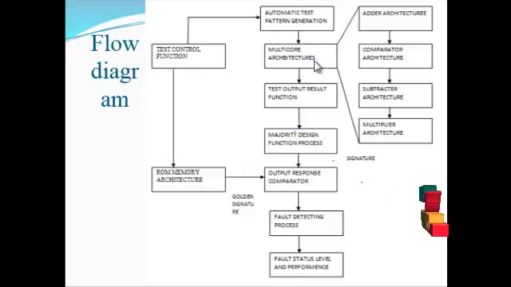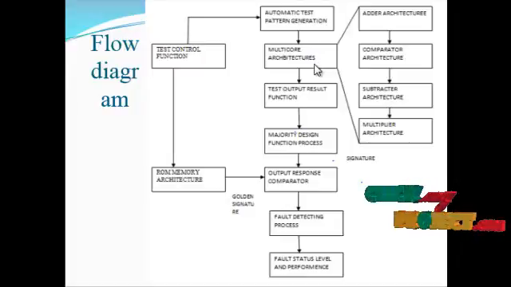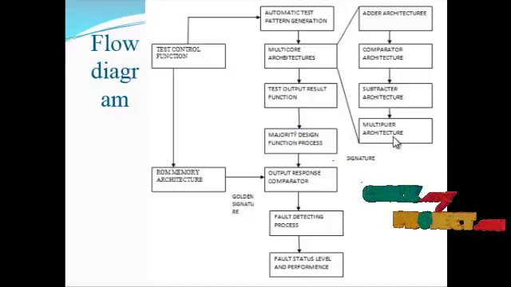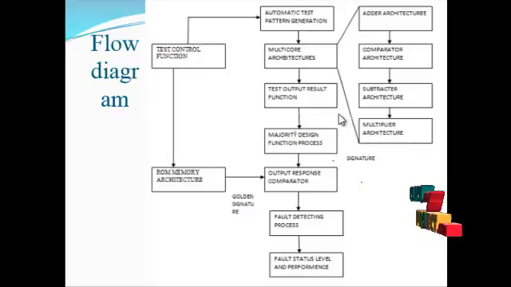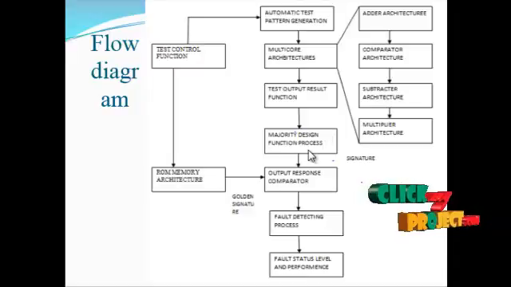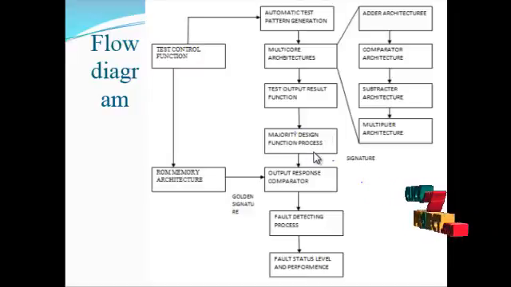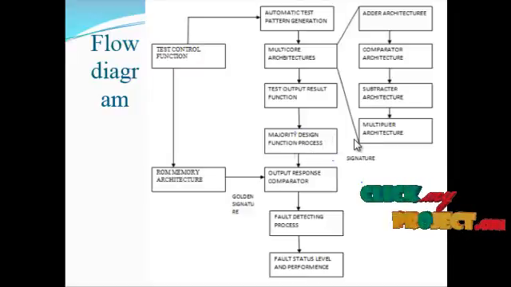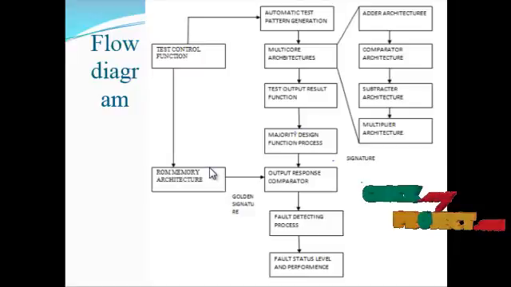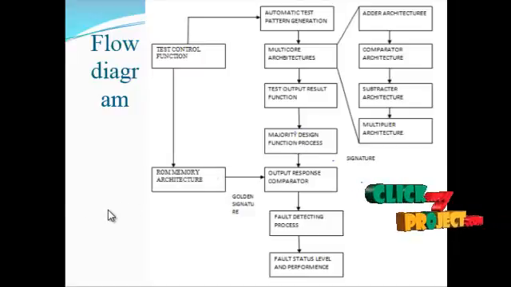And multi-core architectures. In this architecture we have to implement adder design, comparator design, subtractor design and multiplier design. That output we give into the test output result function, and we also implement the majority design functioning process. Then we have to compare this signature with the ROM architecture golden signature, that is, we have to store the output of our designed architecture in the ROM memory.